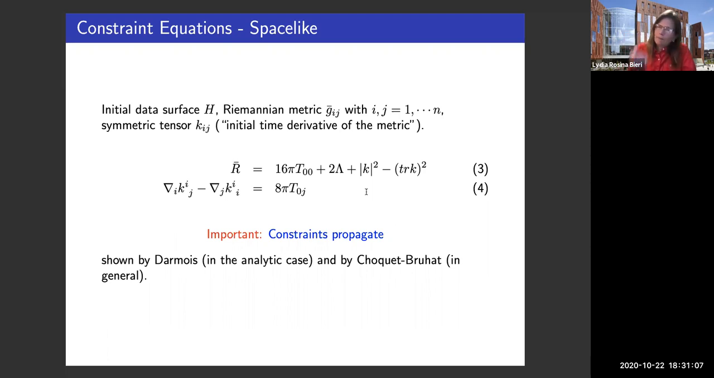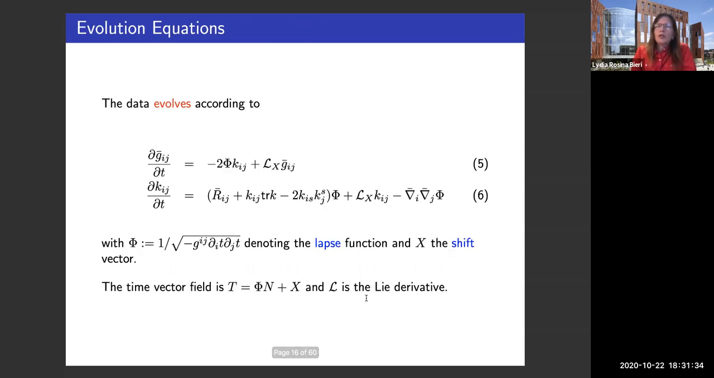So this is a derivative at the level of one derivative of the metric. And then the second equation here is a law that connects also this tensor K to the stress energy. If you do not have stress energy, then this is just 0. If you don't have the lambda, the cosmological constant, then this is just 0. And we are in the Einstein vacuum situation. So these are constraint equations for the initial data.